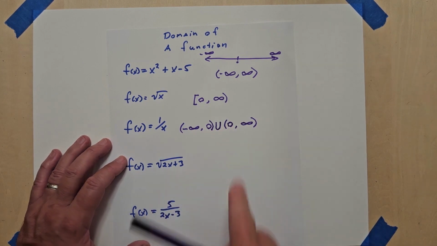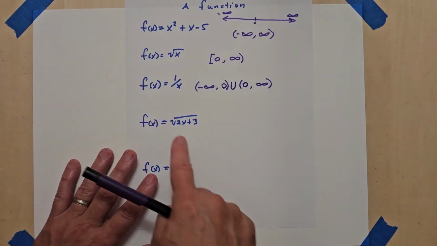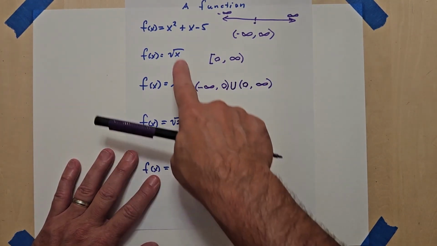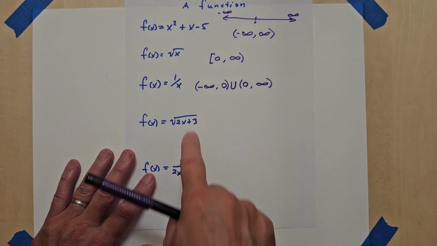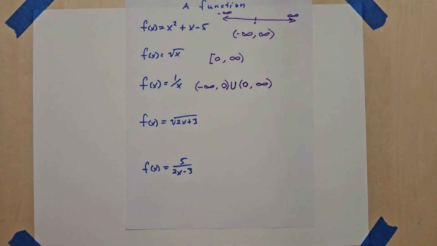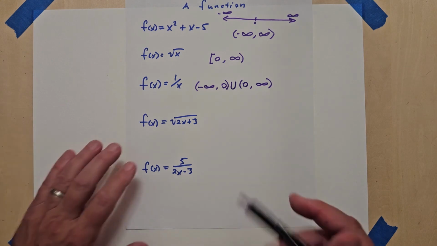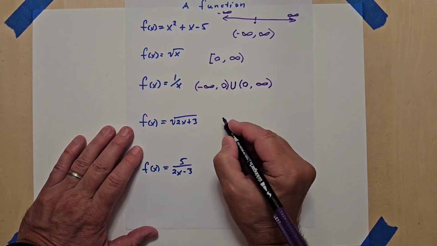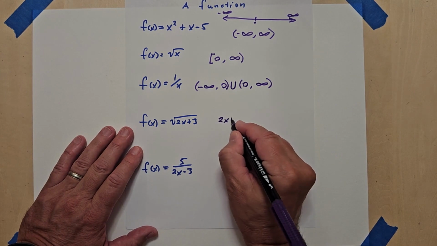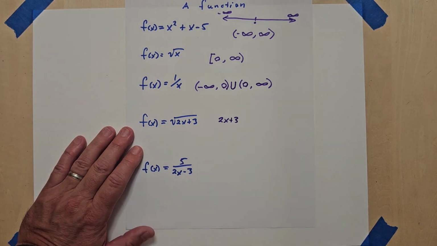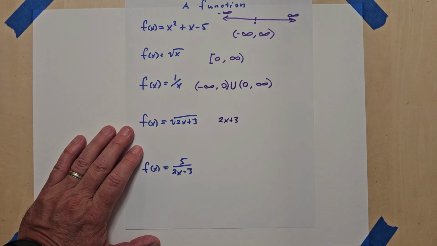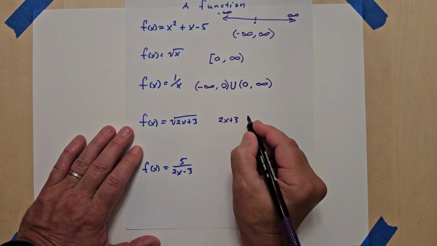Okay? Now, let's look at some that may be a little more complex. So this is very similar. We've got the square root. We know that what's inside the radical can't be less than 0. So the way we deal with that is just solve the inequality like you've done in possibly previous math classes. And so we say 2x plus 3 must always be greater than or equal to 0.